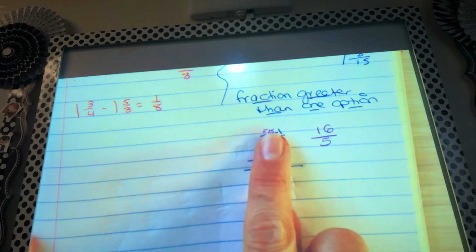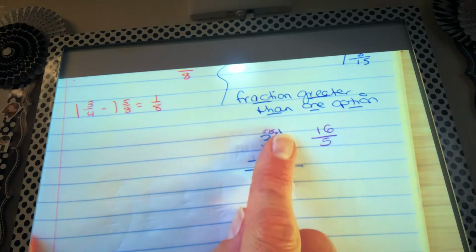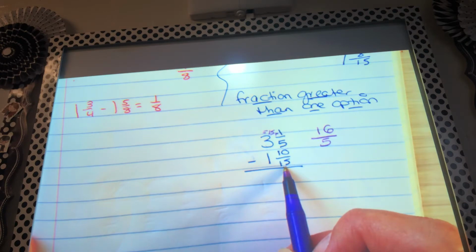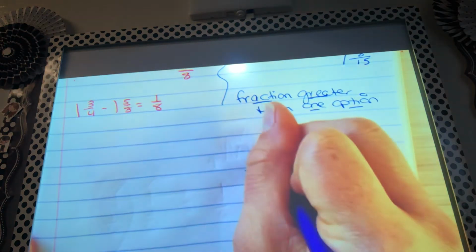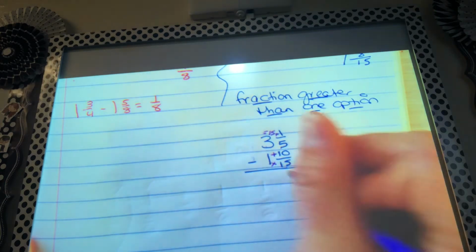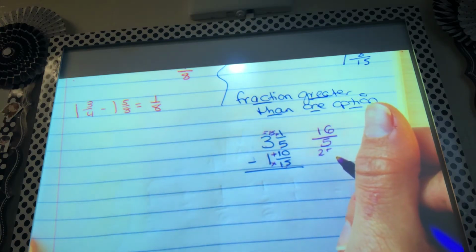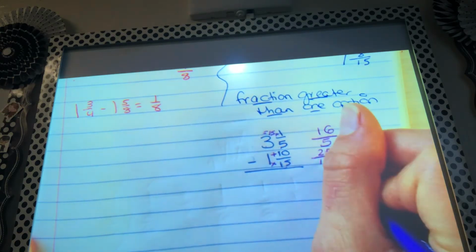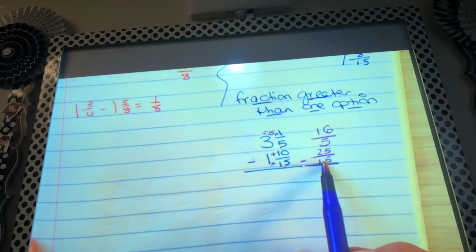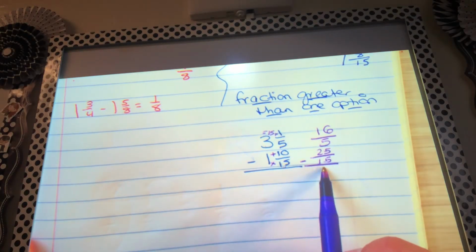16/5 equals 3 and 1/5, because I have 3 sets of 5/5 plus my 1. Then I'm going to do the same thing over here for my value I'm taking away. I have 15 times 1 plus 10. So 15 times 1 is 15 plus 10 is 25, over 15. Now, I can't subtract yet because if I look at these, I do not have common denominators. So what's common between 5 and 15? Well, 15.